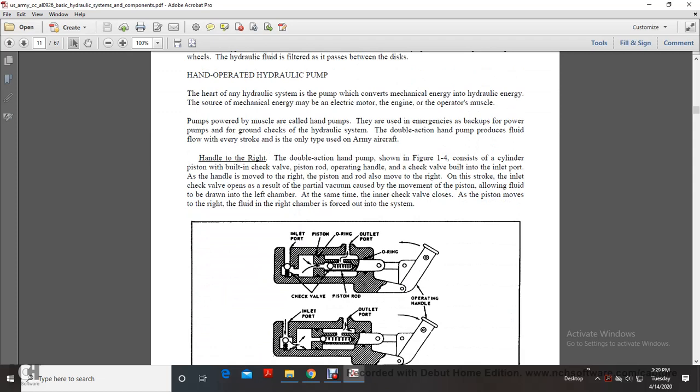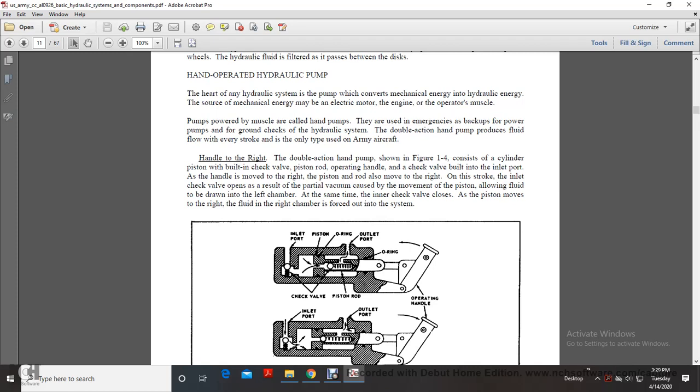Hand-operated hydraulic pump. The heart of the hydraulic system is the pump, which converts mechanical energy to hydraulic energy. The source of the mechanical energy may be an electric motor, the engine, or operator muscle. Pumps powered by muscle are called hand pumps. They are used as emergency backup power pumps and for ground checks of the hydraulic systems. A double action hand pump provides fluid from every stroke and is the only type used in Army aircraft.